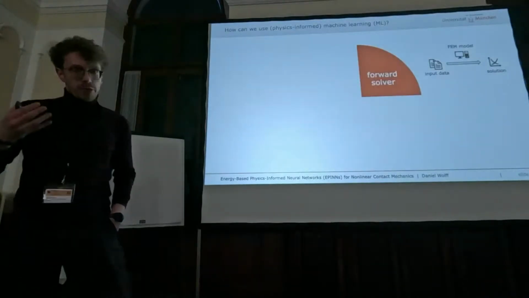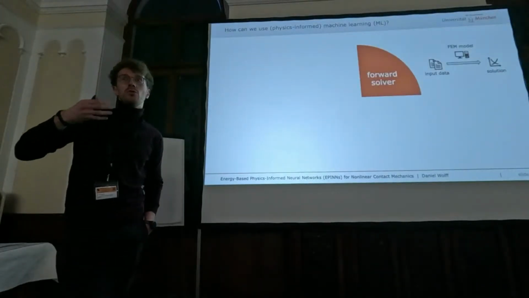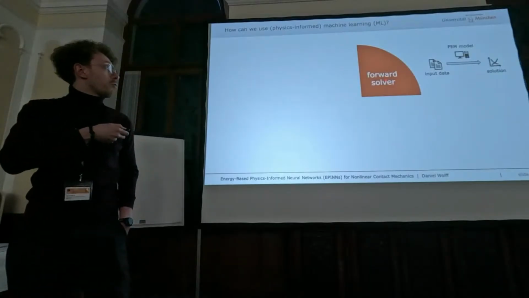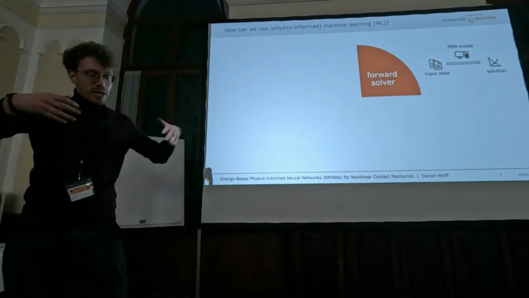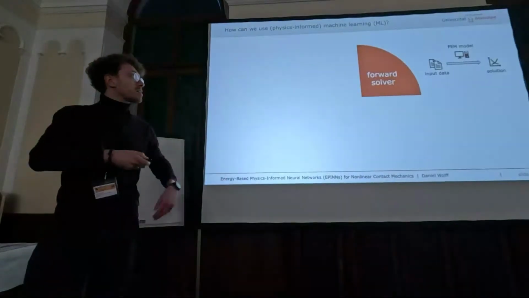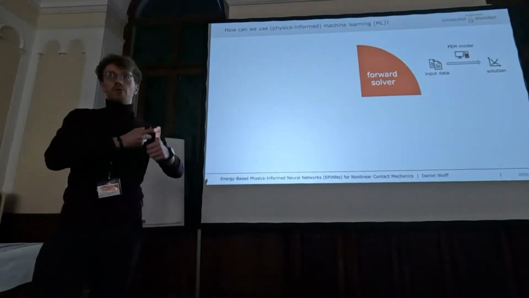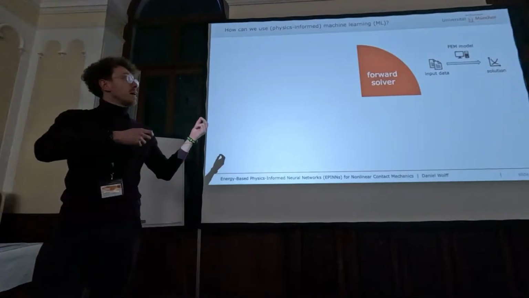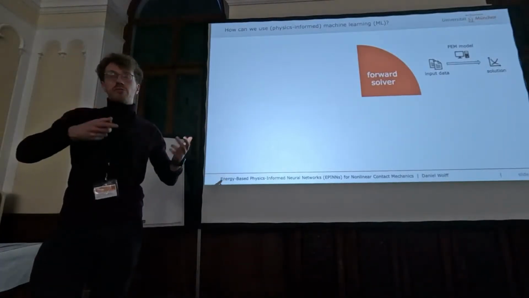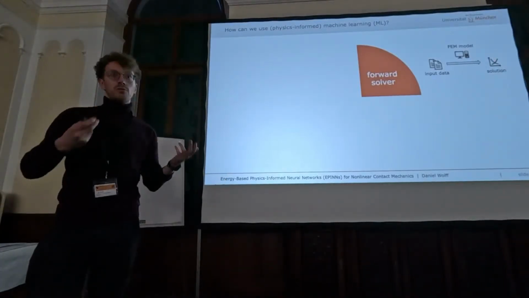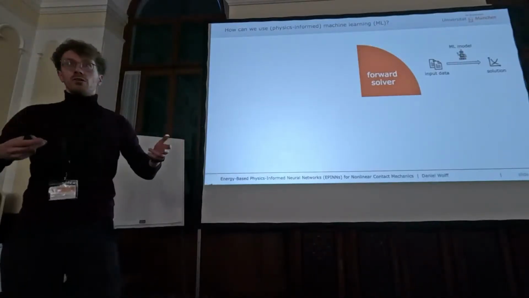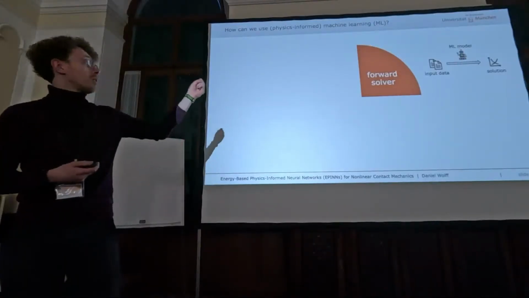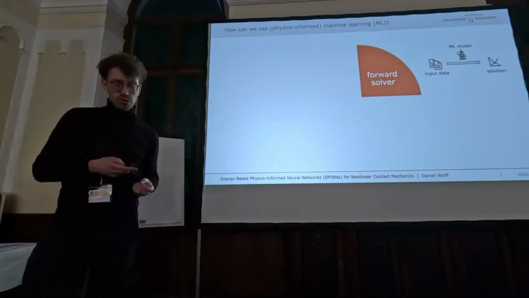The simplest thing that probably comes to mind is to use machine learning as a replacement for a forward solver. We've already heard something about that before. When I talk about a forward solver, what I mean is we have some input data, for instance boundary conditions and material parameters, that we typically plug into some sort of FEM model, and then we run a calculation and get a solution. If we replace the FEM model with a machine learning model, that's what I would call using machine learning as a forward solver.